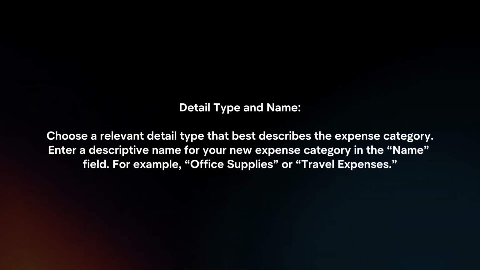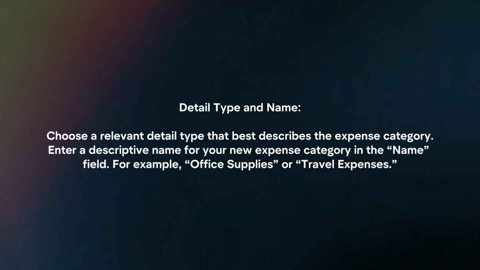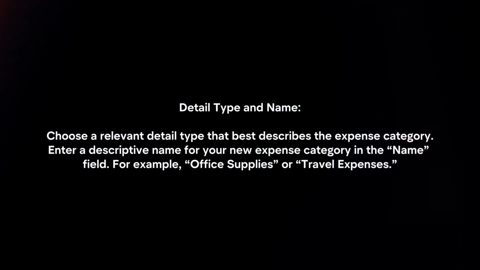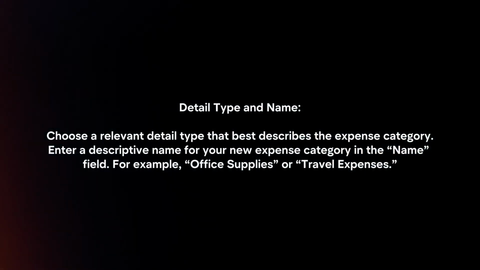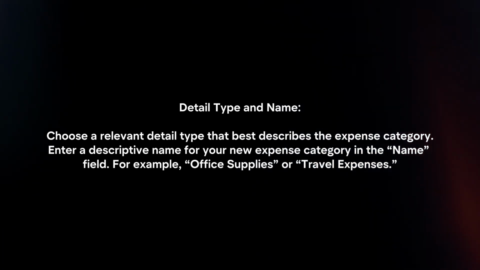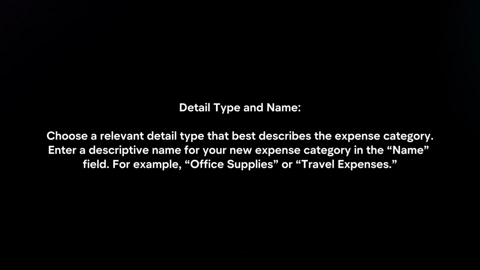Detail type and name. Choose a relevant detail type that best describes the expense category. Enter a descriptive name for your new expense category in the name field. For example, office supplies or travel expenses.